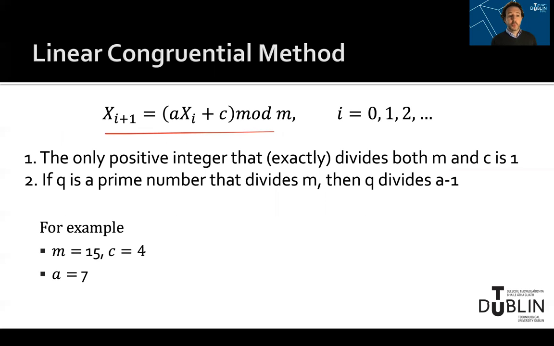So here's our example. If m is 15 and c is 4, they're coprime because the prime factors of 15 are 3 and 5, and the prime factors of 4 are 2 and 2.